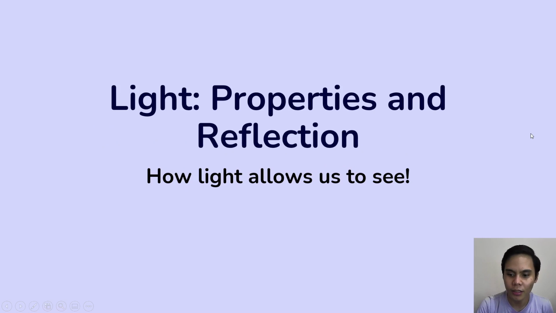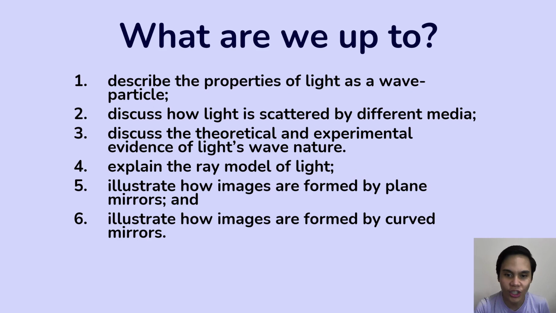Let's do this. So, our topic for this session is light, its properties and reflection, and how it allows us to see. These are the objectives we have. The properties of light as a wave particle. We're going to discuss how light is scattered by different things, discuss the theoretical and experimental evidence of light's wave nature, explain the Ray model of light, and talk about how mirrors, plane and curved mirrors, reflect light.